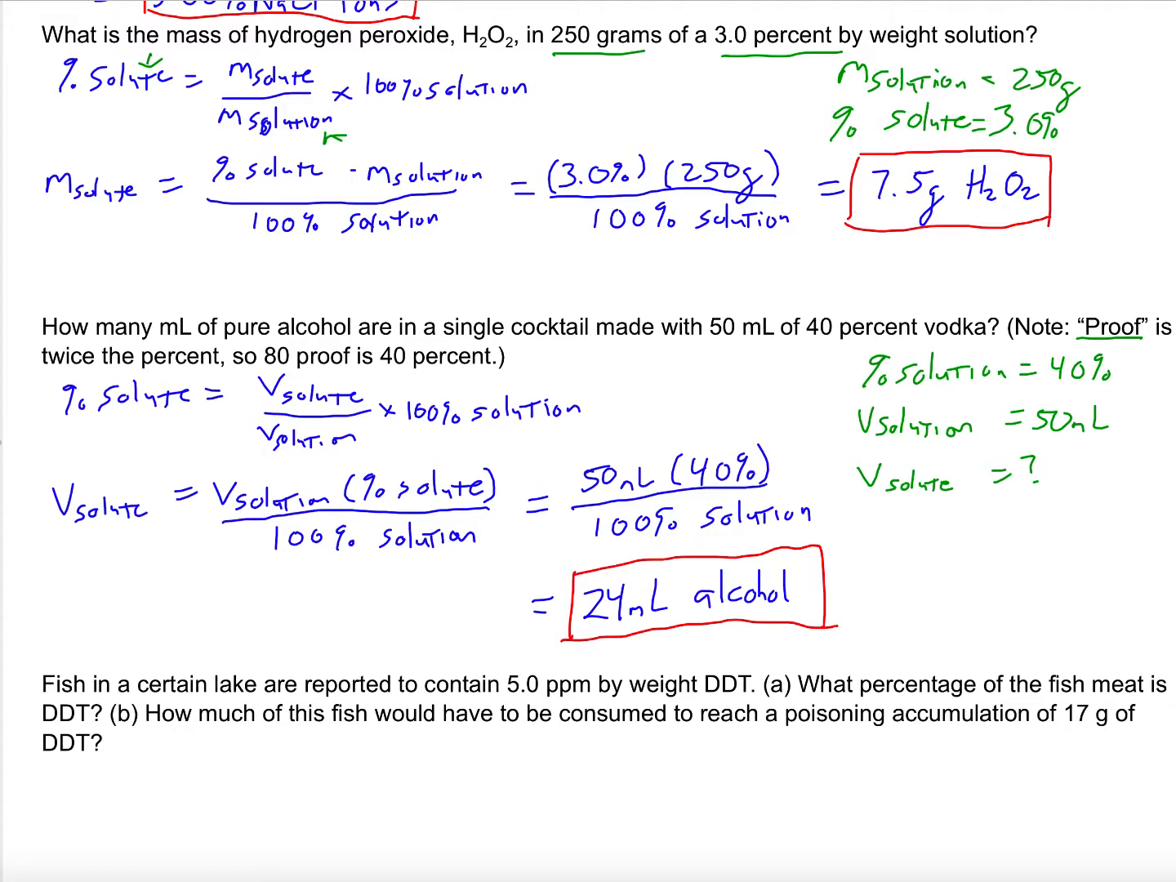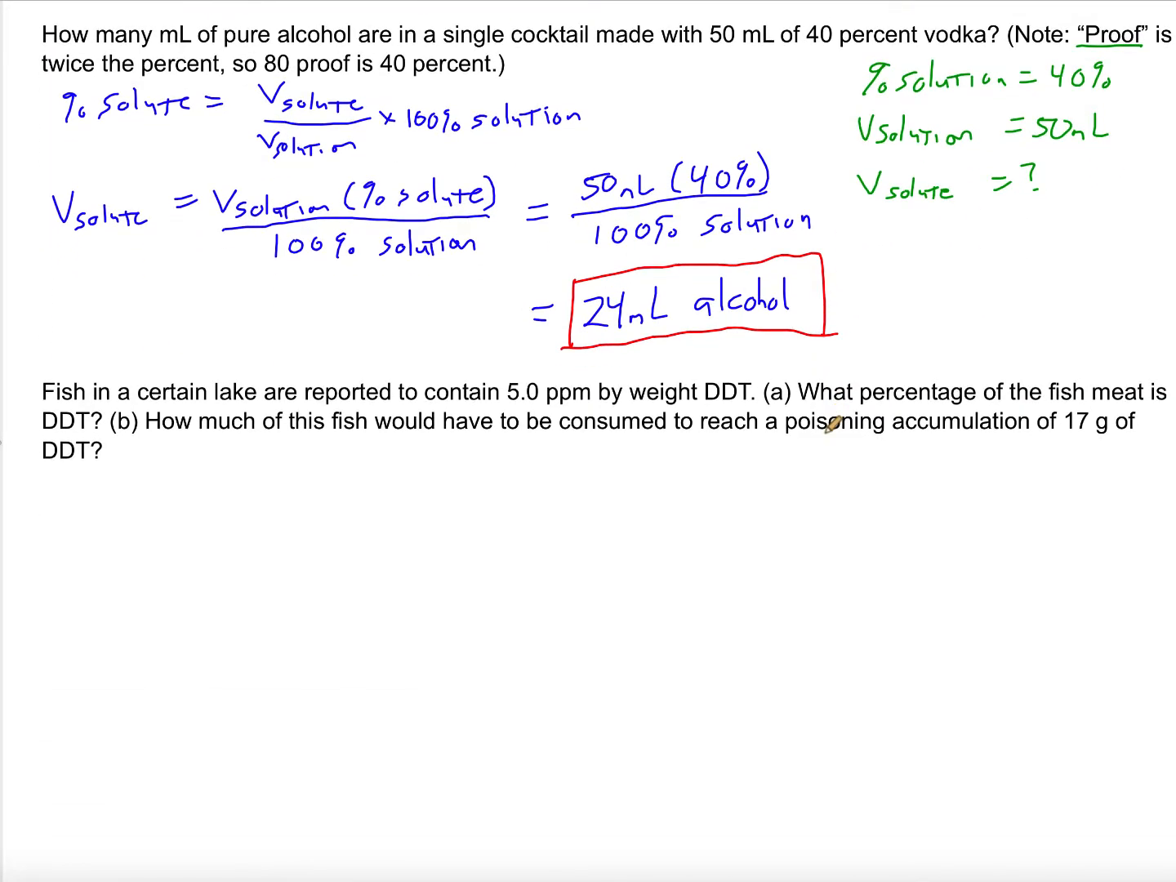All right, we have one more here. Let's look at our last problem. And that says that fish in a certain lake are reported to contain 5 parts per million by weight DDT. So we have a two-part question here. First part says what percentage of the fish meat is DDT? So let's look at that first of all.